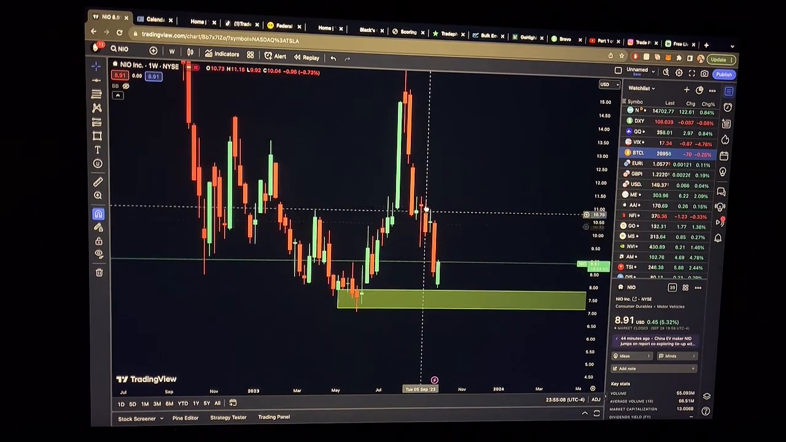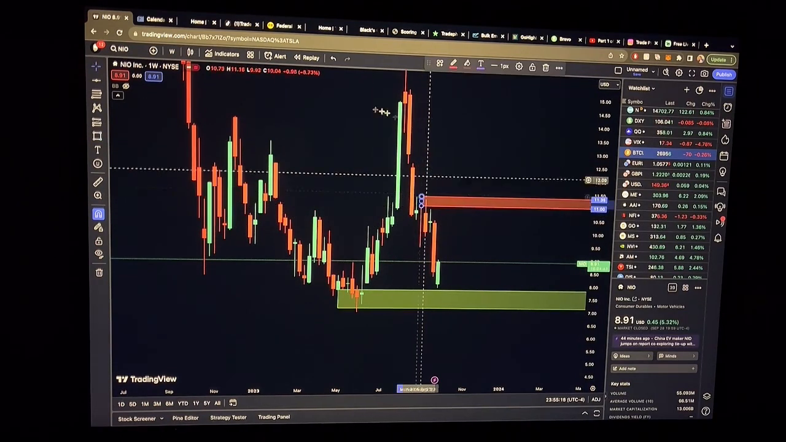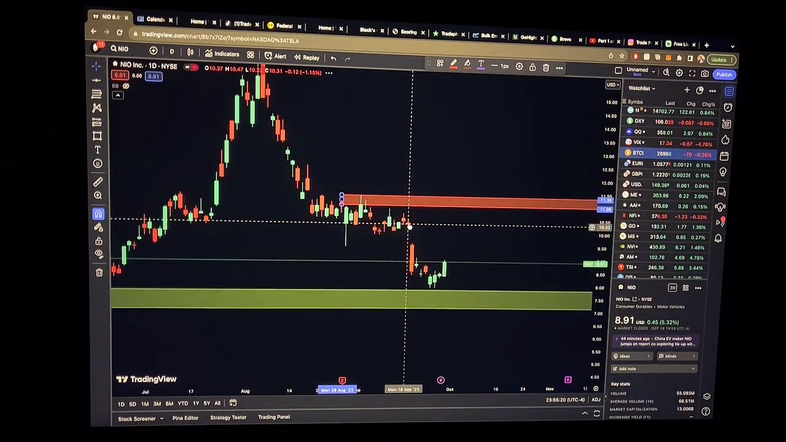On the supply side, we have a little bit of a drop-based drop right here, but really this rally-based drop is the better structure. That's area of institutional selling. Let's drill down to the dailies, and this is where we're gonna look for actionable trade opportunities, guys. Let's see if the dailies give us anything better.